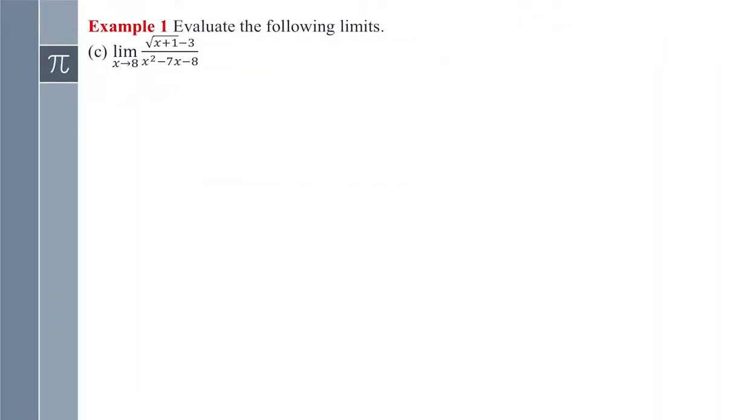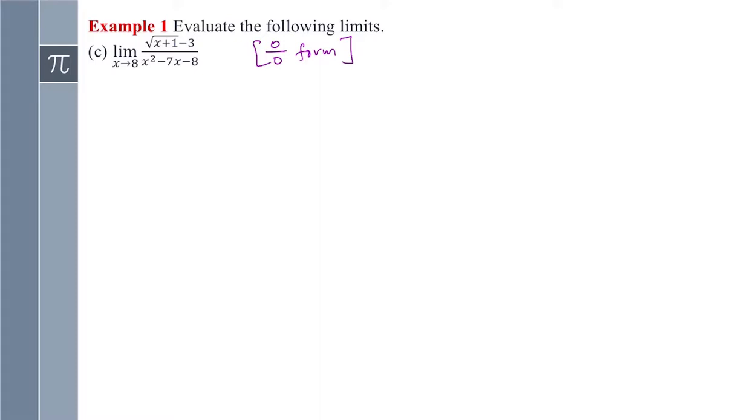Let's look at another example. Now if I plug in 8, in the numerator, I get 8 plus 1, 9, square root of 9 is 3, minus 3 is 0. Similarly, if we plug in 8 in the denominator, 8 squared is 64 minus 7 times 8 is 56, minus 8, we get negative 64 here and positive 64, which gives us 0 again. So this is of the indeterminate form 0 over 0.